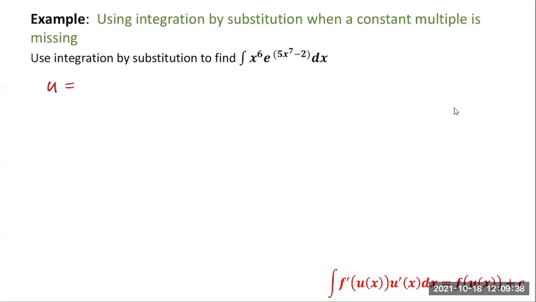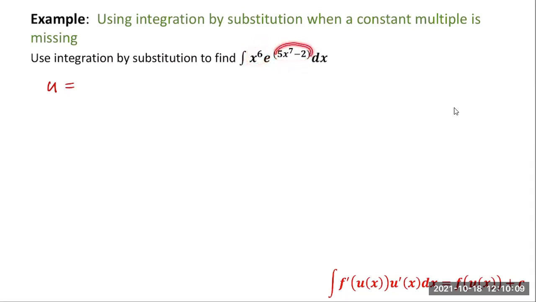Well, some sort of intuition is needed to guess which function you are going to take as U of x or U. In this case, I will take my U as this function. If I take this as U, then the derivative of this function is 35 times x to the power 6, right? X to the power 6 is sitting here. That means the derivative of this function is a constant multiple of x to the power 6. That's exactly what I want.